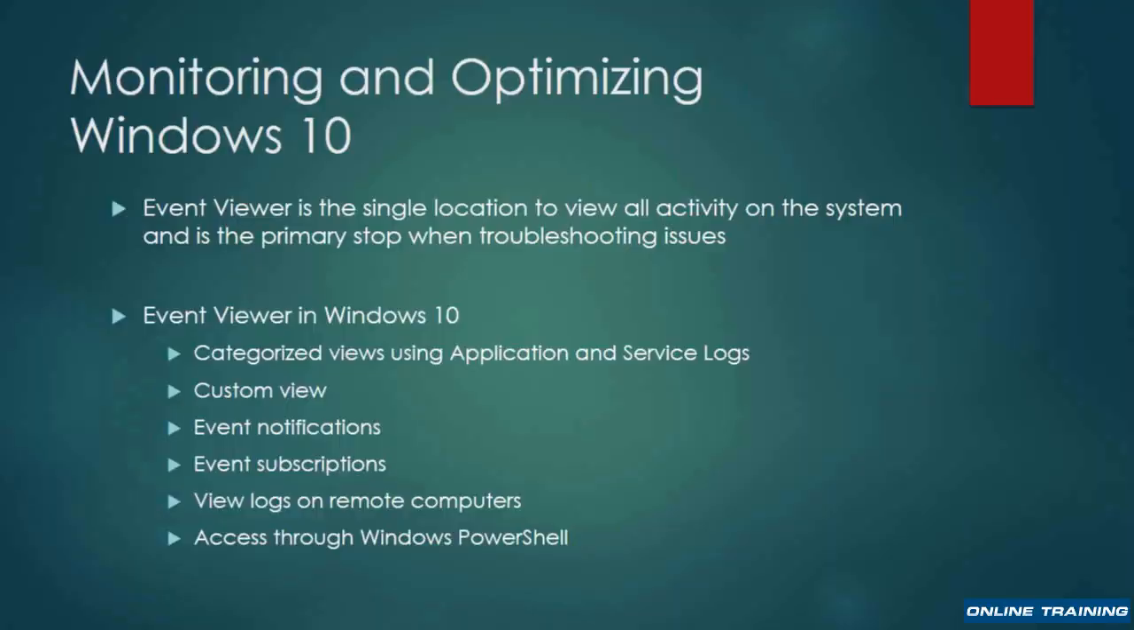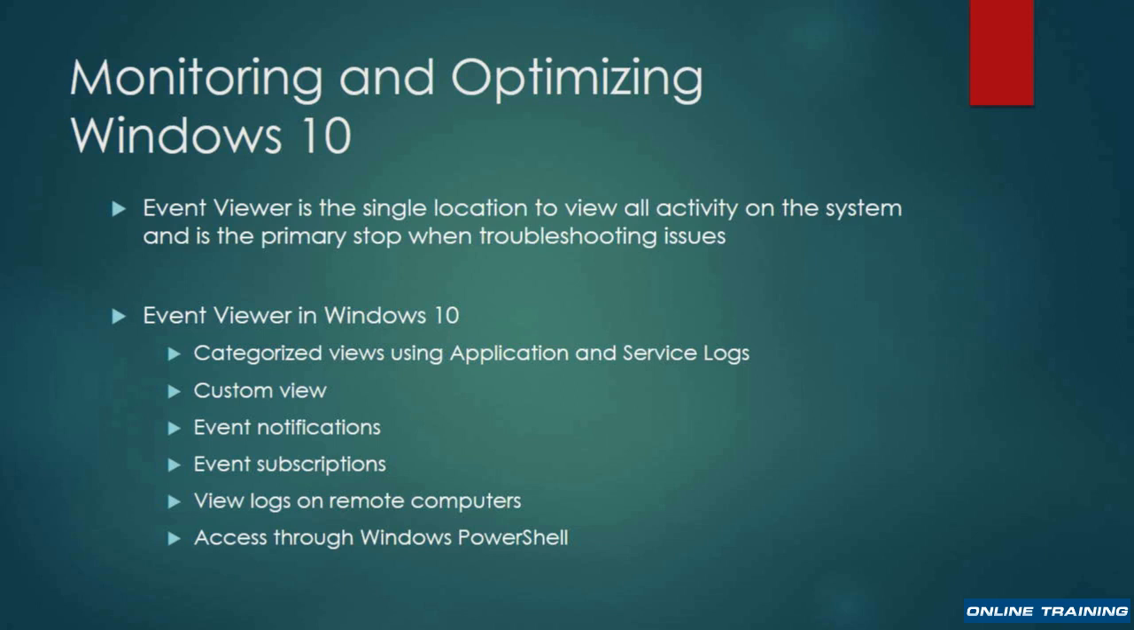Event Viewer has been around in Windows for as long as I can remember, all the way back to Windows NT, I believe, as the primary location to view all the activity on the system. And so that means it's a primary stop when you're troubleshooting issues. It is your way of knowing what is happening on the system and what has happened.